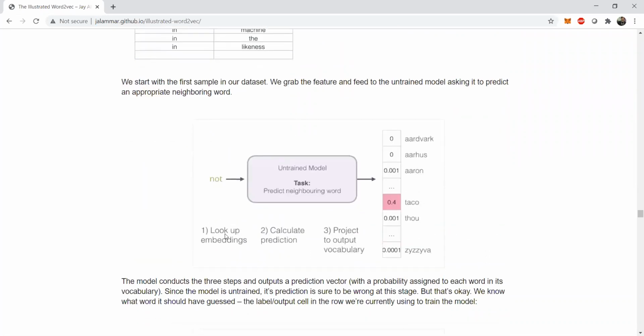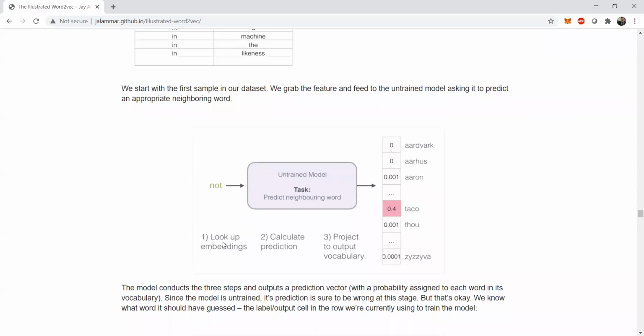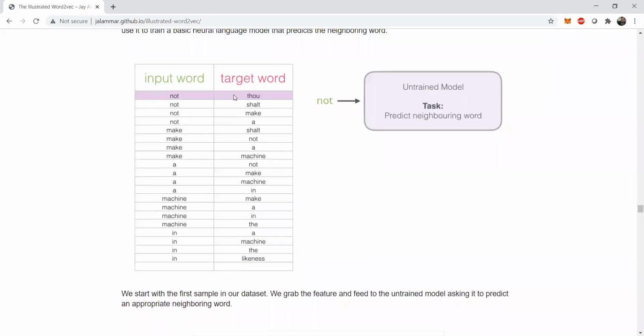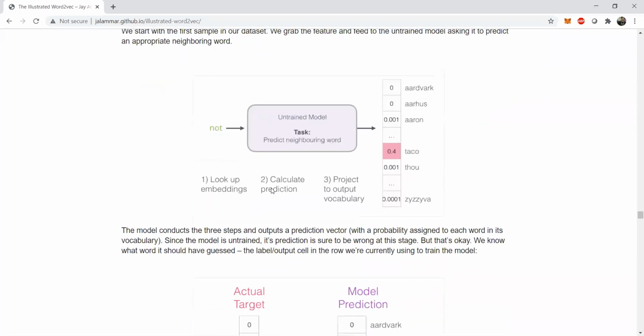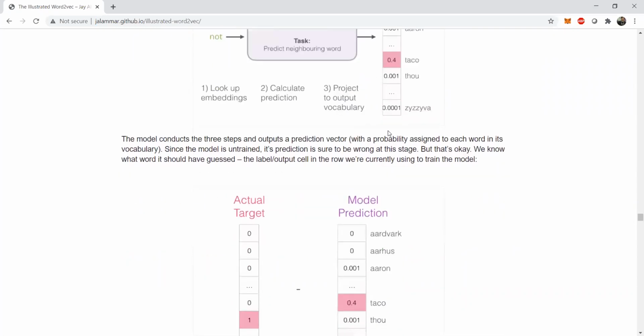So from now, the next step is the lookup embeddings that I mentioned. We look up the embeddings to generate the different probabilistic values that we have, right? And we select the maximum of those values. So in this way, for "not", we can predict the next word, using the skip-gram sliding window model. The next thing is calculating the prediction, right? And the prediction is calculated by taking the maximum probabilistic value.